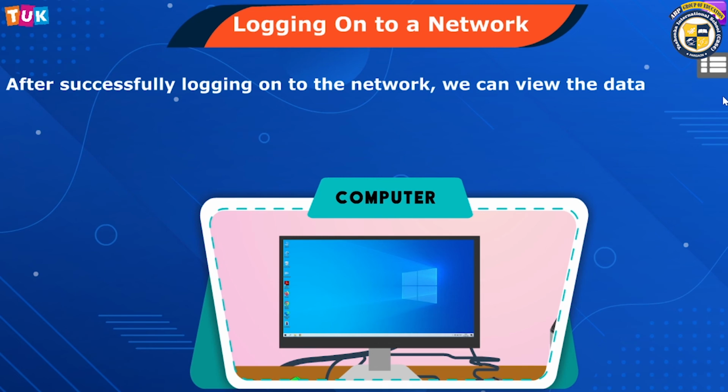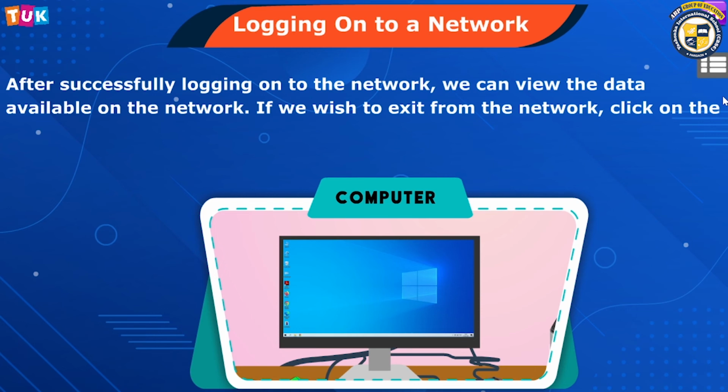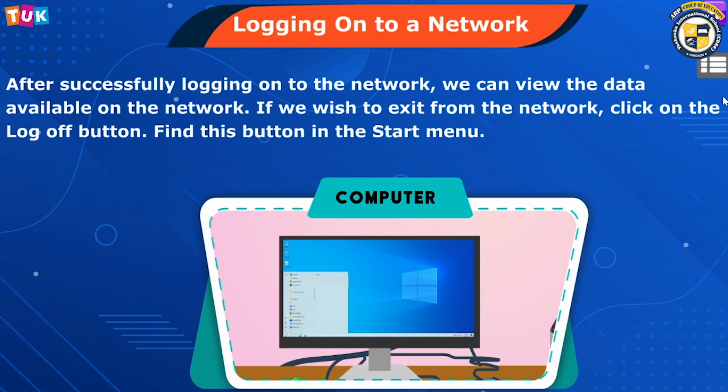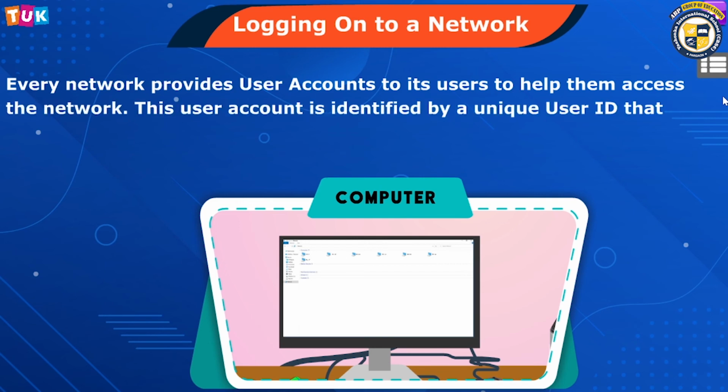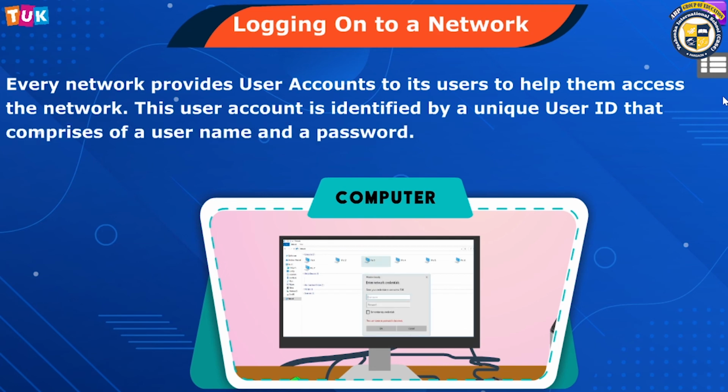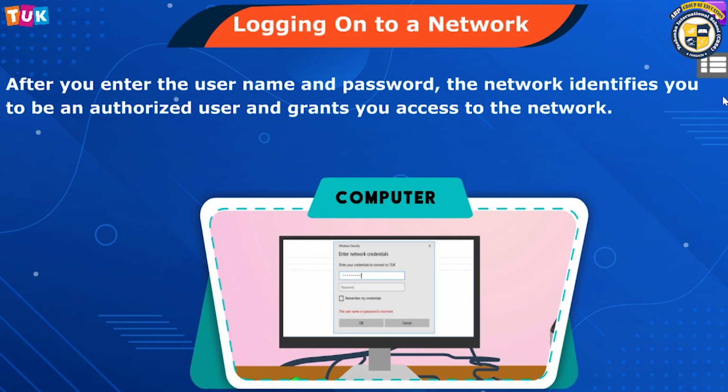After successfully logging onto the network, we can view the data available on the network. If we wish to exit from the network, click on the log off button. Find this button in the Start menu. Every network provides user accounts to its users to help them access the network. This user account is identified by a unique user ID that comprises a username and a password. After you enter the username and password, the network identifies you to be an authorized user and grants you access to the network.